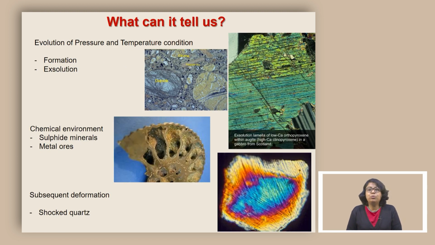Now, let us try to think what the minerals can tell us. Apart from just the name of the mineral or which silica tetrahedra it represents, it actually tells us a lot about how they were formed and what are the subsequent processes they have gone through. So, for example, it can tell us a lot about pressure and temperature condition. As we know that certain minerals actually form at high temperature versus low temperature, and therefore, if you find those minerals, that immediately tells you about the temperature of crystallization.